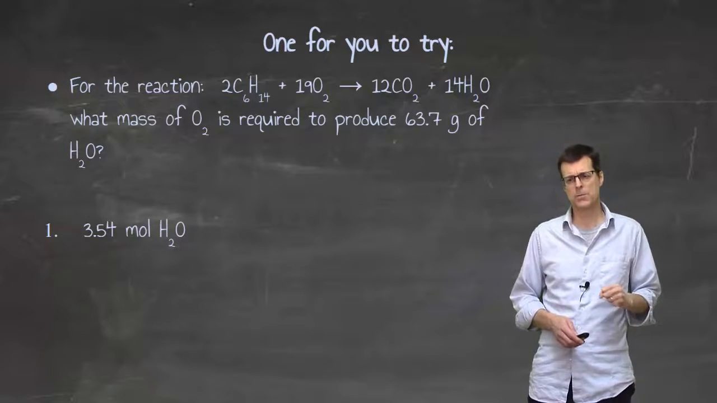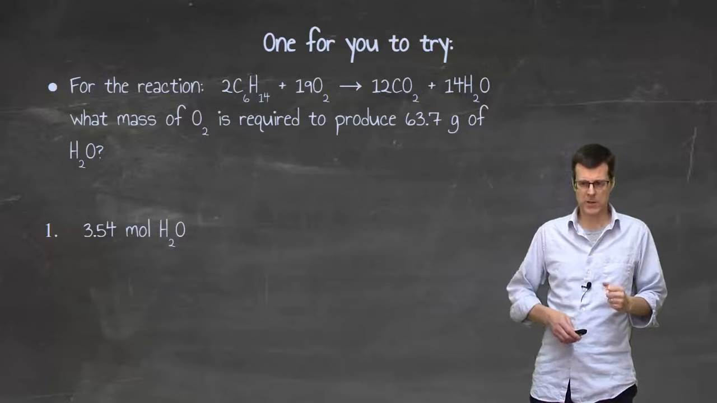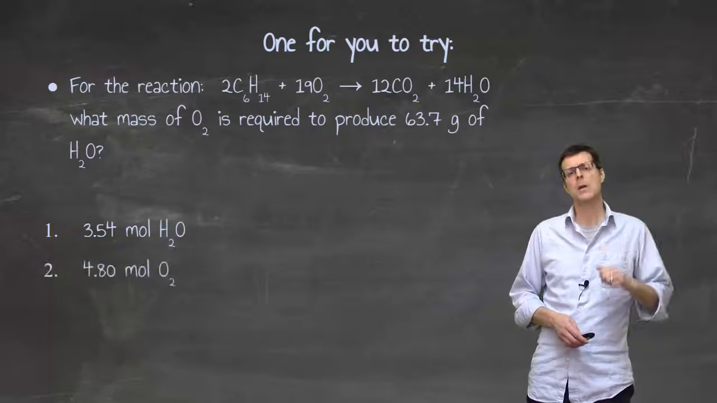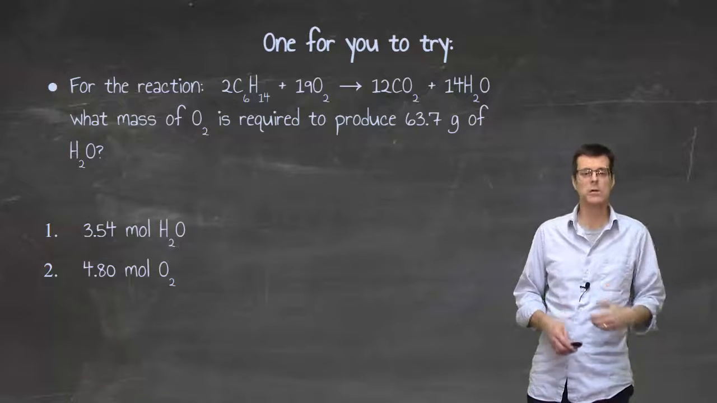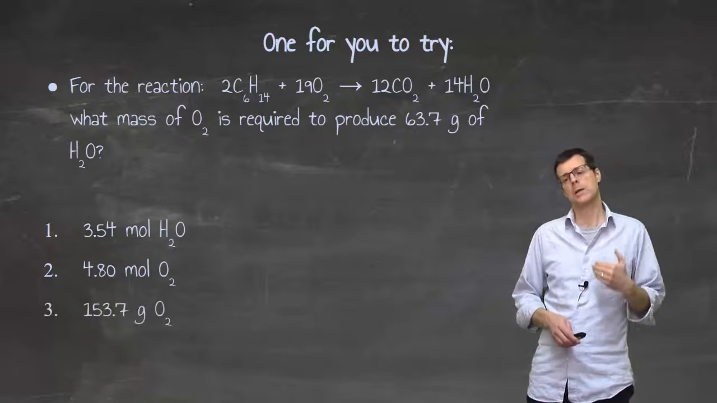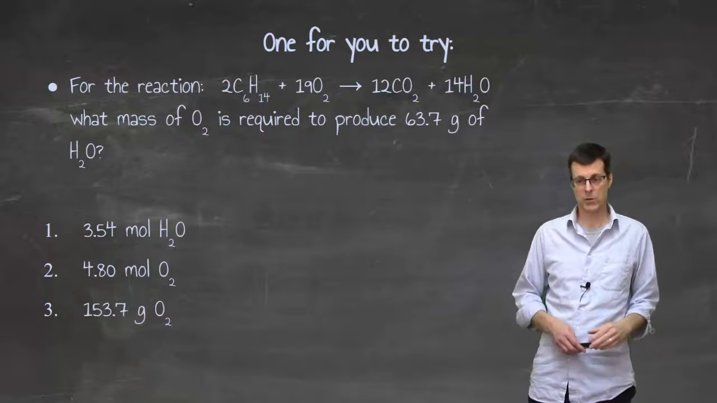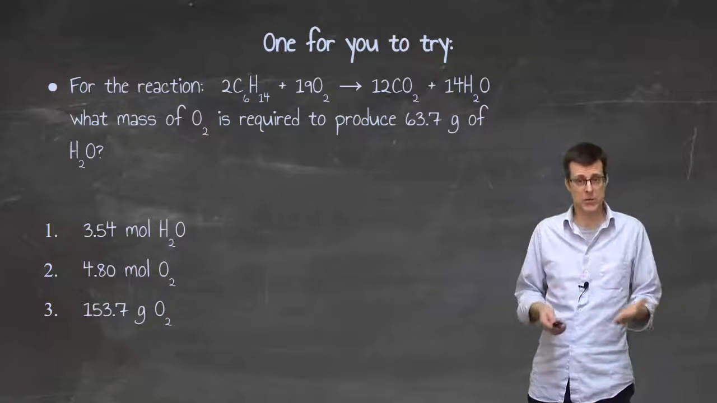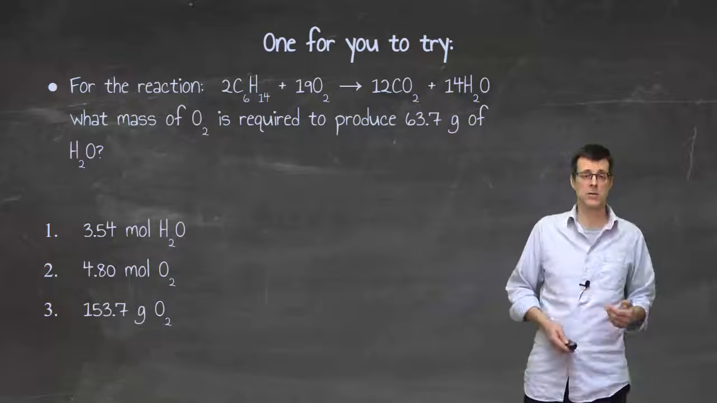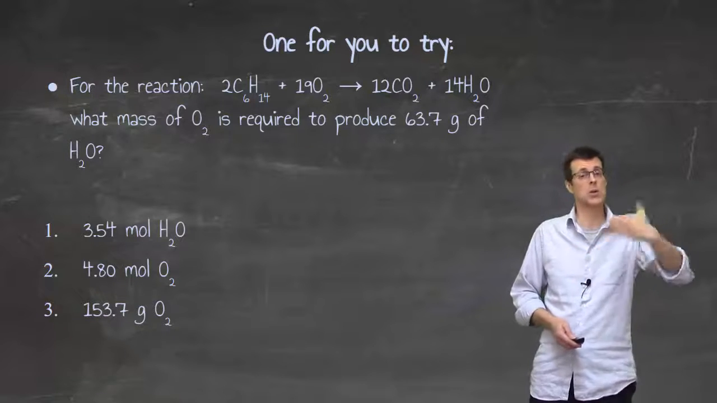After doing the first step, figuring out the number of moles of water, H2O, it should give you the number 3.54. Then after doing the ratio step, you should end up with 4.8 moles of oxygen, and then turning that into a mass, it should give you 153.7 grams. Please do the full stoichiometry on your own, but those are the target answers.